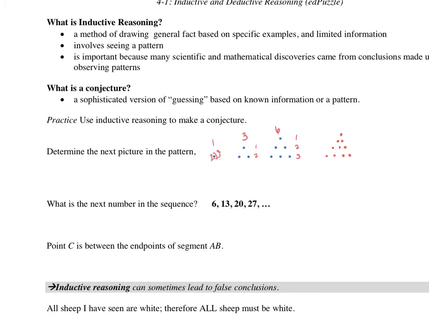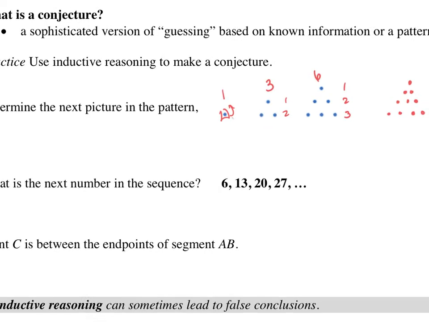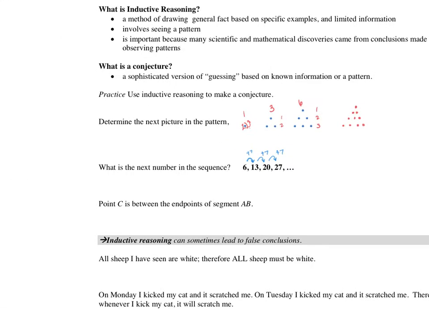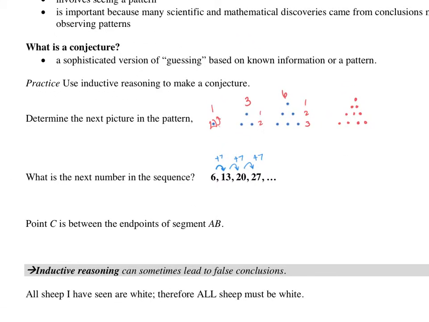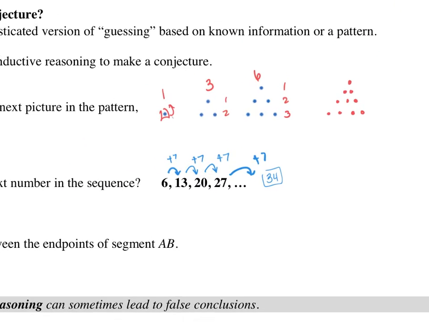Okay, now in the next example, what is the next number in the sequence? I have 6, 13, 20, 27. I need to ask myself, how do I go from 6 to 13? Or do I multiply? Is there something going on? Well, let's look. To go from 6 to 13, you add 7. 13 to 20, you add 7, and 20 to 27, you keep on adding 7. So to determine the next number in the sequence, I would just add 7. 27 plus 7 gives me 34. That's the next number in my sequence.